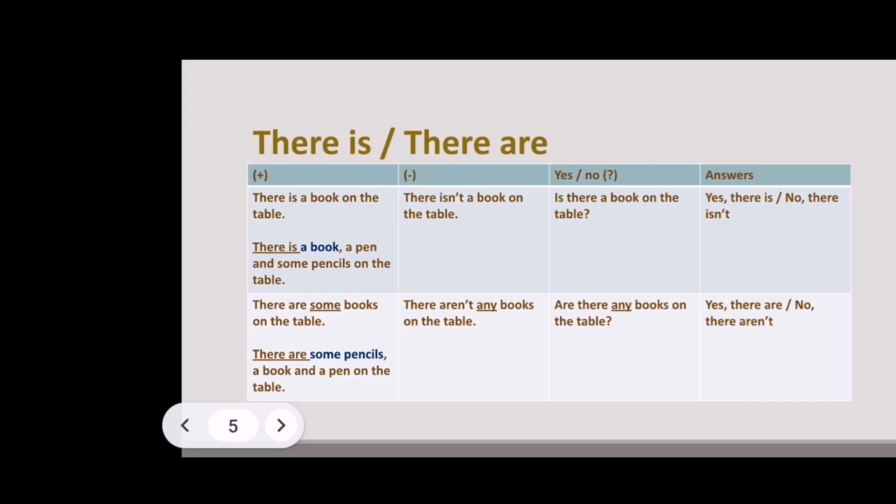If you have a list of items and you start with a singular noun, then you use there is. There is a book, a pen, and some pencils on the table. If you start with a plural noun, then we use there are. There are some pencils, a book, and a pen on the table. Pause the video if you need to study this slide and take as much time as you need.